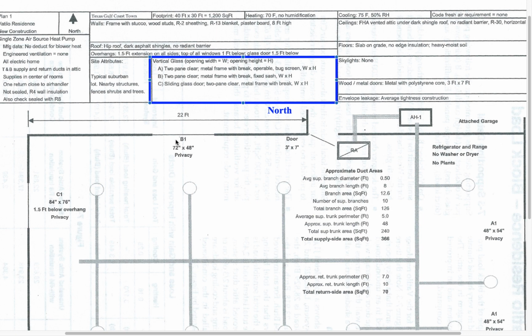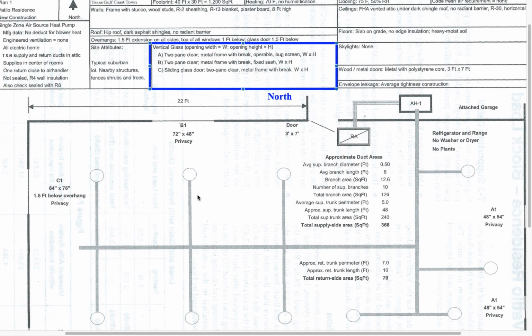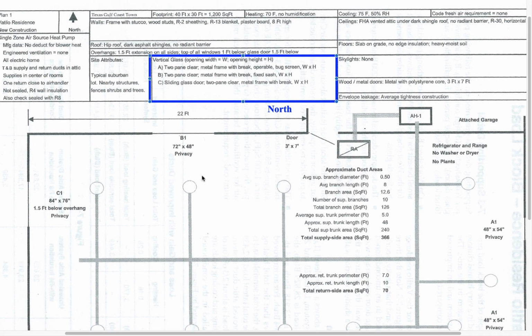It is a B1 window, so that means all B construction will be 2-pane clear, metal frame with a break, fixed sash, width times height. This one over here is C1, so that means it is a sliding glass door, 2-pane clear, metal frame with a break, width times height. Same for down here. This is an A2 window. You see over here there's A1 windows, over here there's A2 windows. Both of these are the same construction, the A construction: 2-pane clear, metal frame with a break, operable, bug screen, width times height.